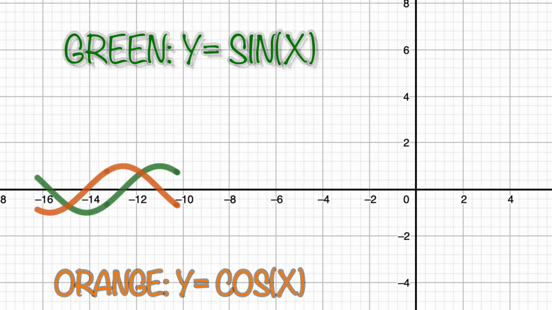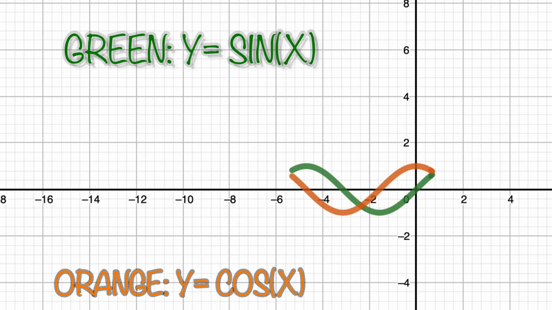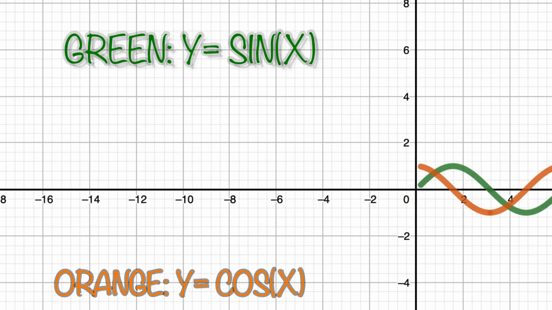So notice here, take a closer look here. Whenever my function in green is increasing, its derivative is above the x-axis, and whenever my function is decreasing, you'll notice that my derivative is below the x-axis. That's because decreasing functions have negative slopes, and therefore the slope is below the x-axis.